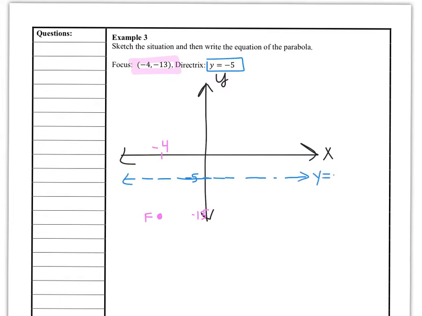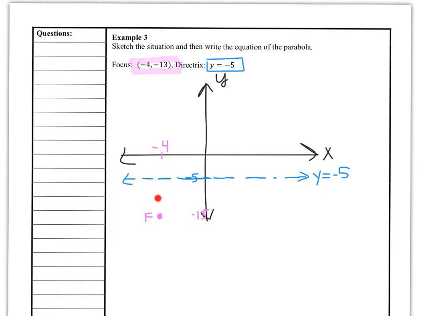That's y equals negative 5. Okay, so now our goal after this is to sketch our parabola. So in order to sketch the parabola, we know the vertex is going to be somewhere directly in the middle of our directrix line and our focus point. So it's going to be somewhere right in here.